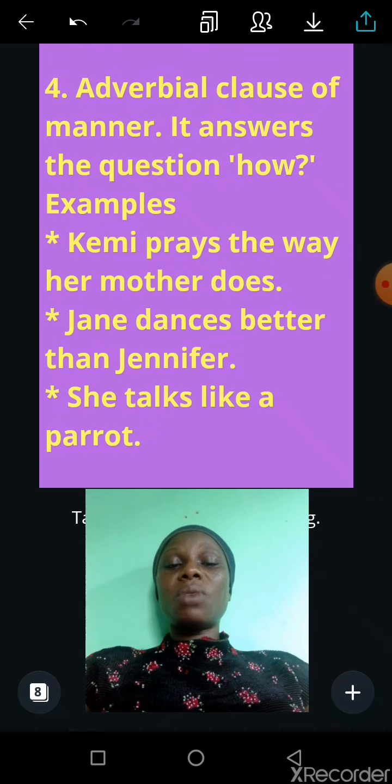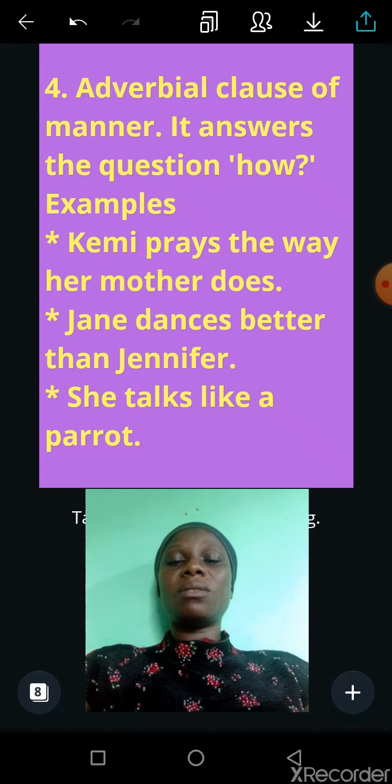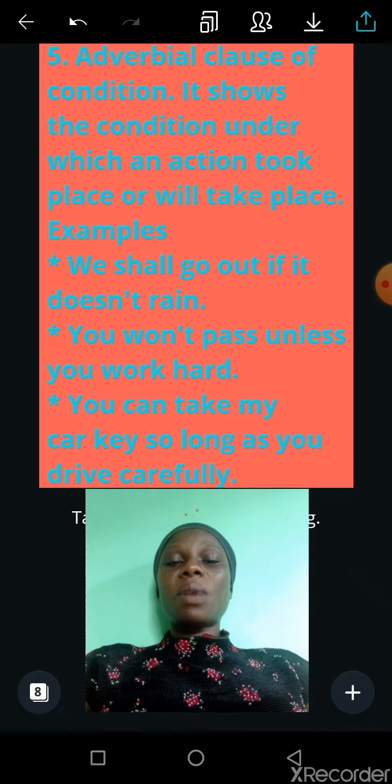The next is adverbial clause of manner. It answers the question how. Examples in sentences. Kemi prays the way her mother does. How does she pray? The way her mother does. The way her mother does is my adverbial clause of manner. Jane dances better than Jennifer. How does Jane dance better than Jennifer? Better than Jennifer is my adverbial clause of manner. She talks like a parrot. How does she talk? Like a parrot. Like a parrot is my what? Adverbial clause of manner.